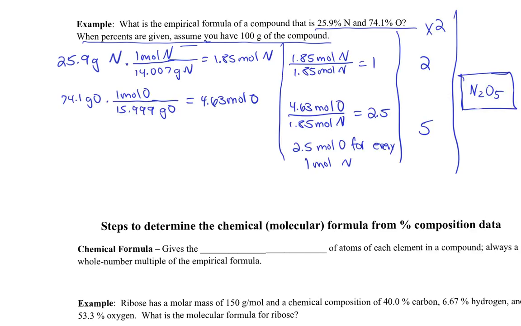Okay, here is my work for the problem. Notice when I did my division by the smallest, I did not come up with a whole number here. 2.5 is not 2, 2.5 is not 3. Therefore, I had to multiply by a small whole number in order to get a whole number ratio. So my chemical formula ends up being N2O5.